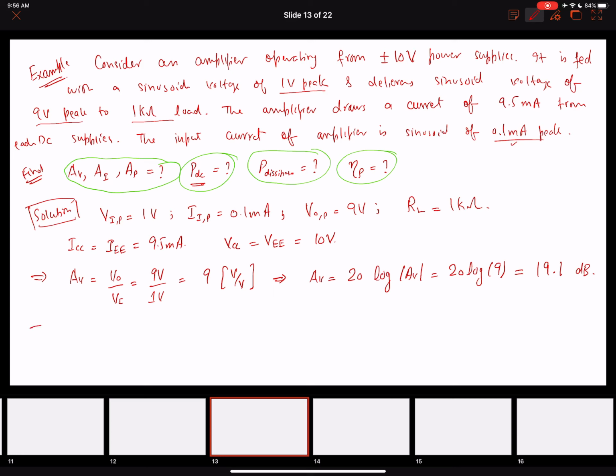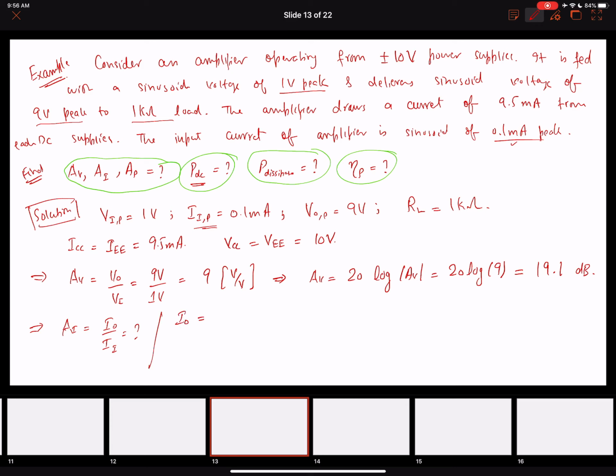Now the second thing to determine is the current gain of an amplifier. The current gain is the output current over the input current. Do I have an input current? We already have a value of the input current, 0.1 milliamperes, but we don't have a value of the output current. So let's find the value of the output current first.